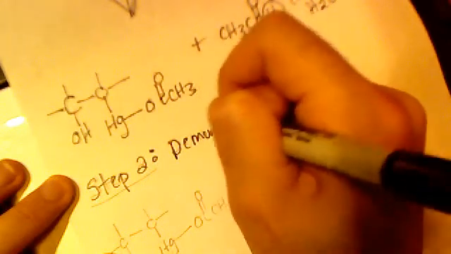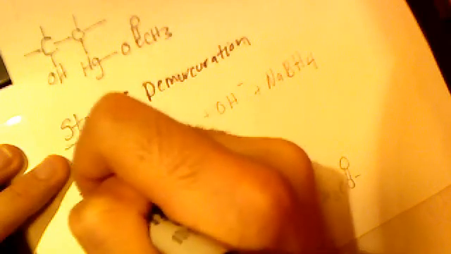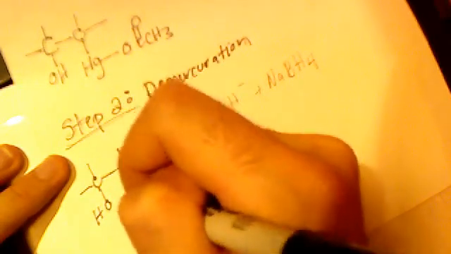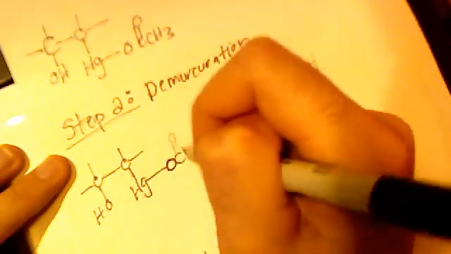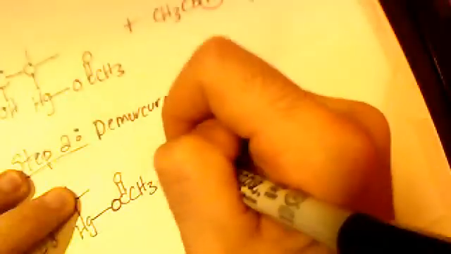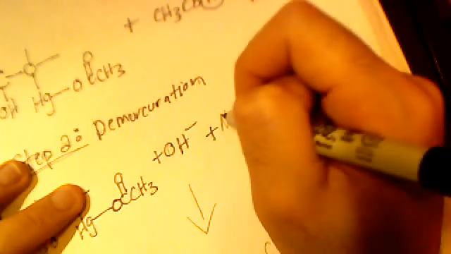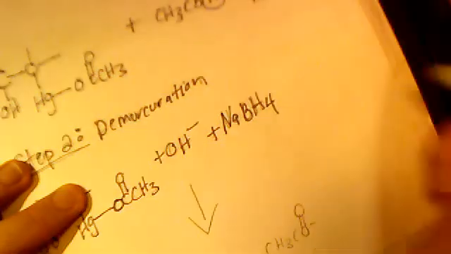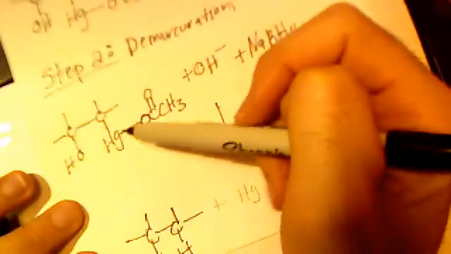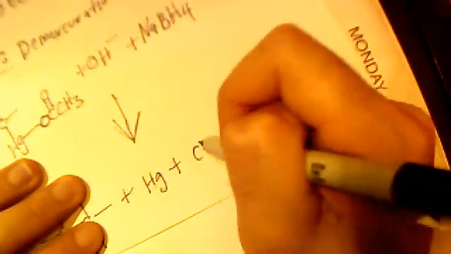Then you have step 2, which is demercuration. We have the mercury complex, and we're going to add hydroxide and NaBH4. Without elucidating the complexity of that mechanism, what we need to know for right now is that wherever the mercury was, it gets replaced with an H. The mercury breaks off, and that's what we get.